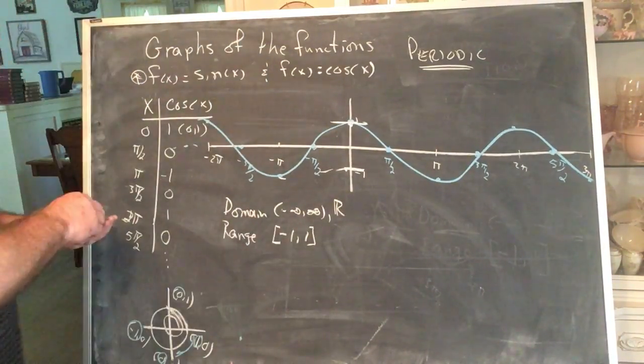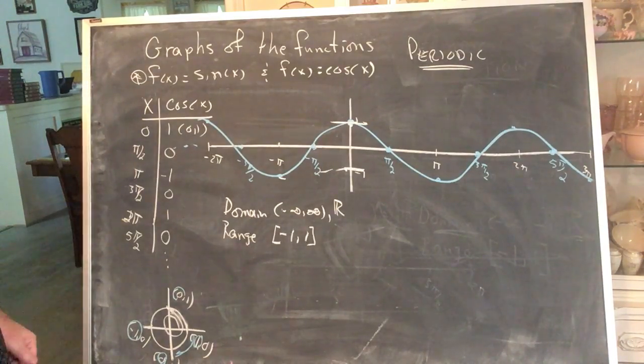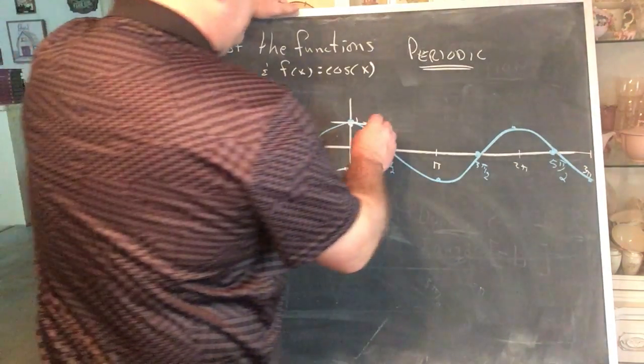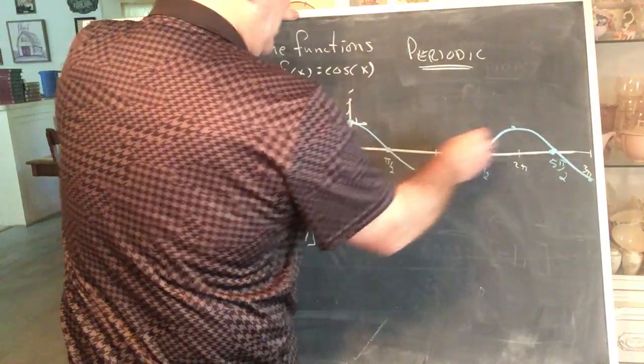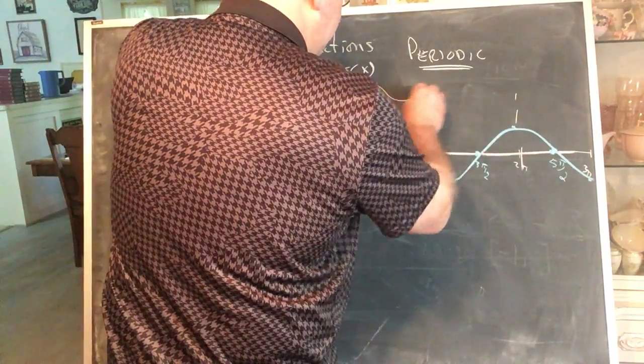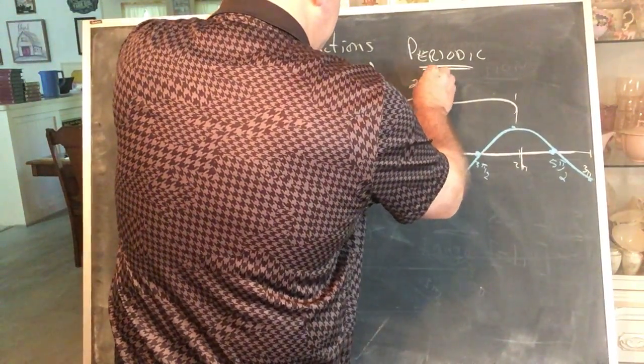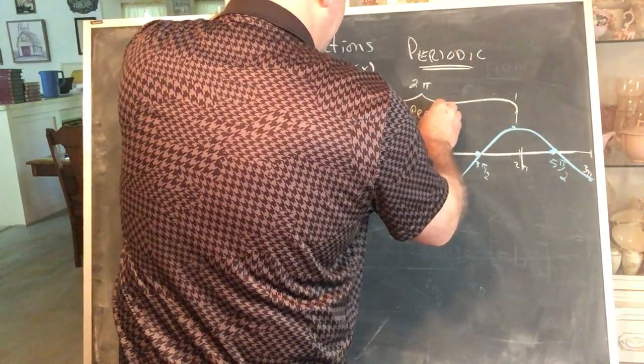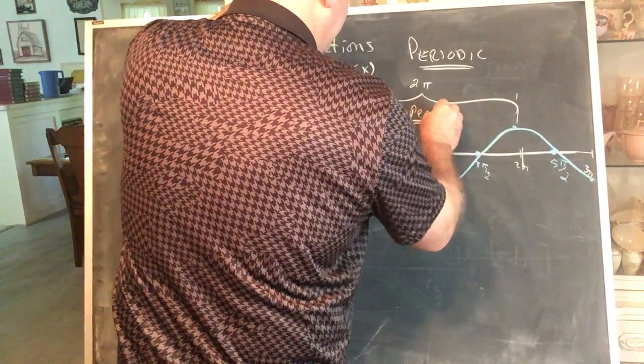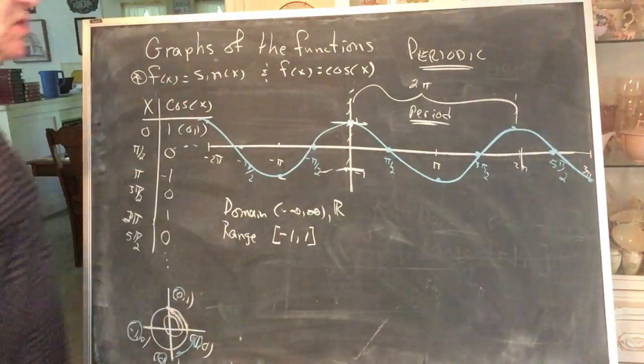Again, we have the period. The period is the minimum distance over which the function repeats itself, and it's not very hard to see that that minimum distance is 2 pi. This is the period. The period of the cosine curve is 2 pi.